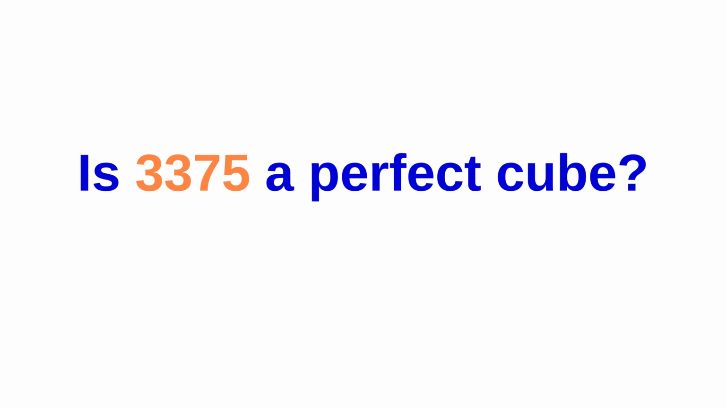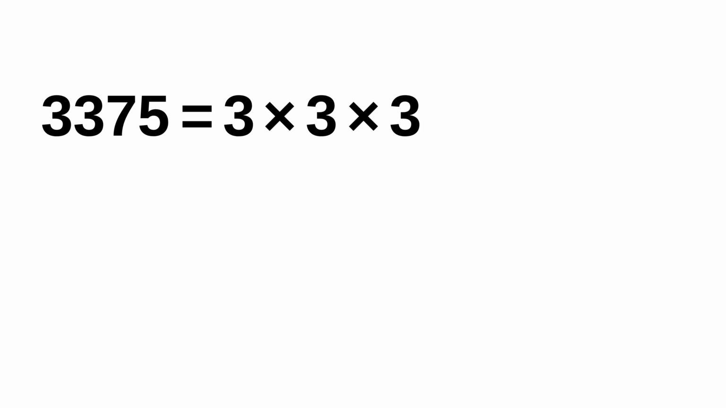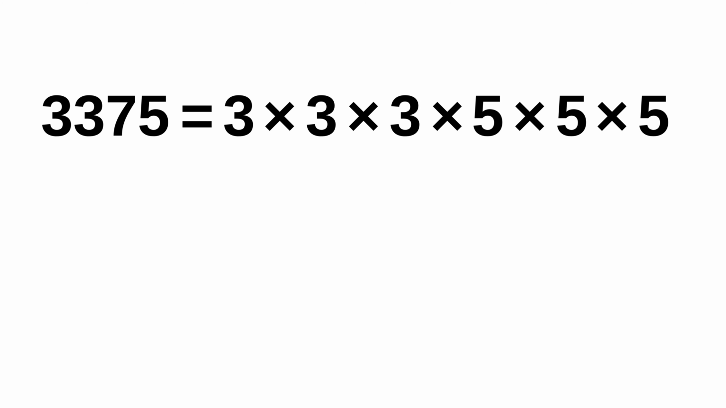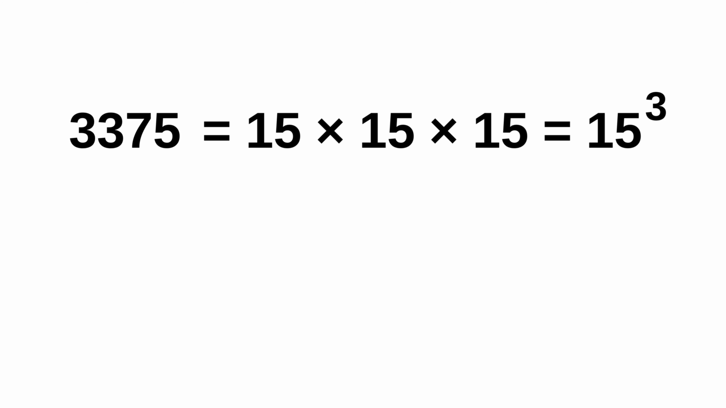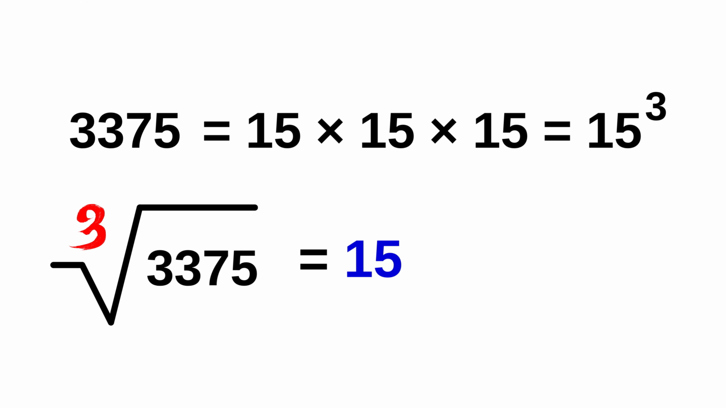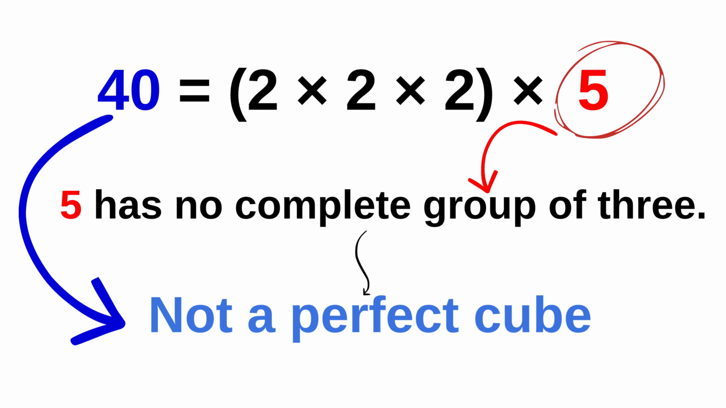How do we know if a number is a perfect cube? We use prime factorization. Take the number 3,375. 3,375 equals 3 into 3 into 3 into 5 into 5 into 5. We can group the factors into triplets. 3 times 5 times 3 times 5 times 3 times 5. So 3,375 equals 15 cubed. That means the cube root of 3,375 is 15. If the prime factors cannot form groups of 3, then the number is not a perfect cube.